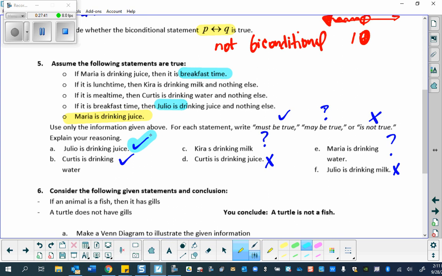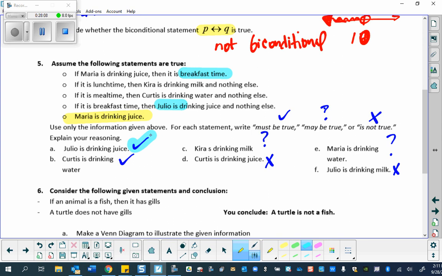All right, so then during all of the meals, Curtis drinks water and nothing else. So breakfast, lunch, and dinner, Curtis is doing nothing but drinking what? Not very healthy. Yeah. Well, he's drinking water. It is very healthy. Good for you, Curtis. Drinking water. Yeah, mealtime could be breakfast, lunch, or dinner. So Curtis has always got his water.